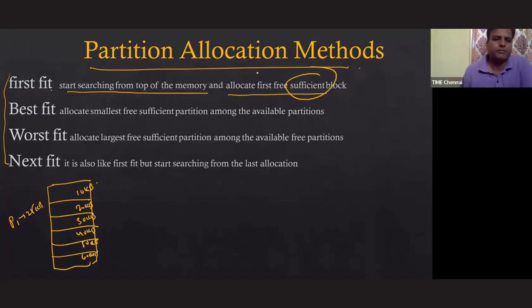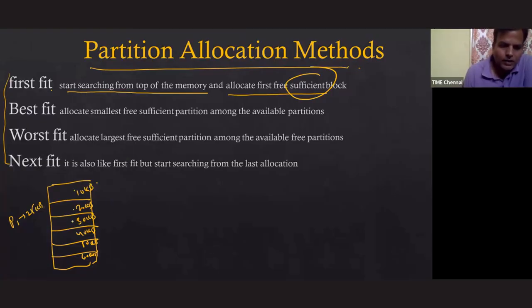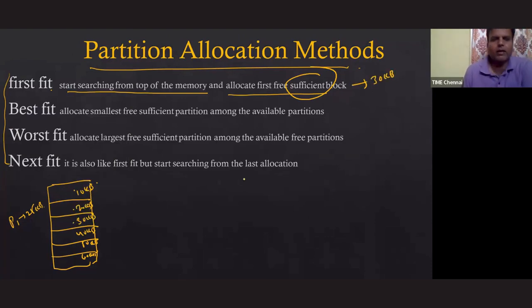Let's see what will happen here. Is this free? Yes, but not sufficient. Is this free? Yes, but not sufficient. Is this free? Yes, and sufficient also. That means if I'm using first fit, I will keep it in the 30 KB partition. Okay, next one.